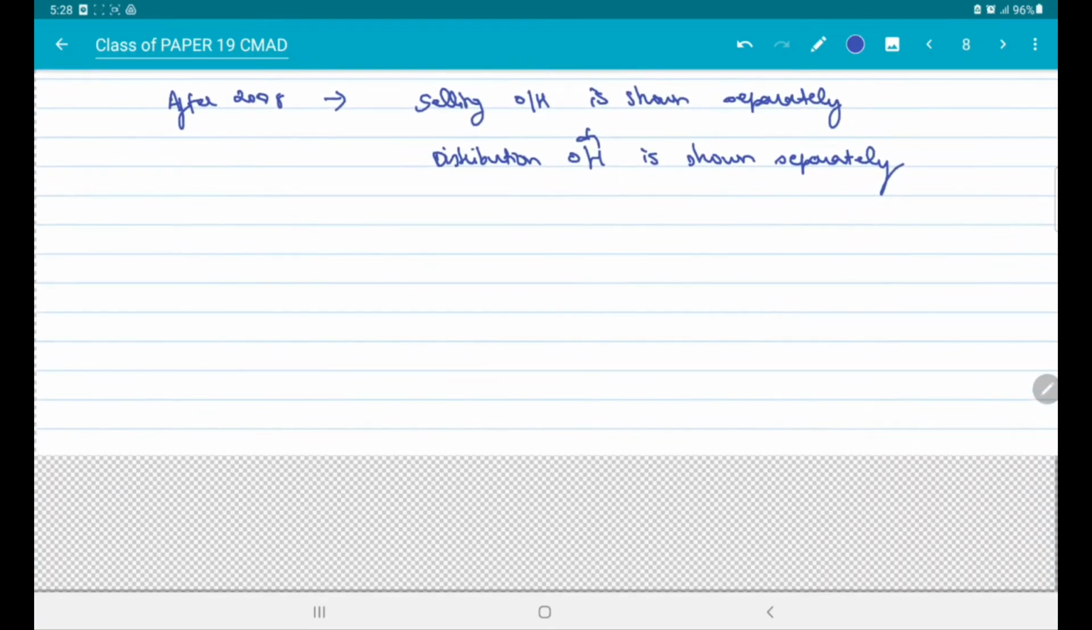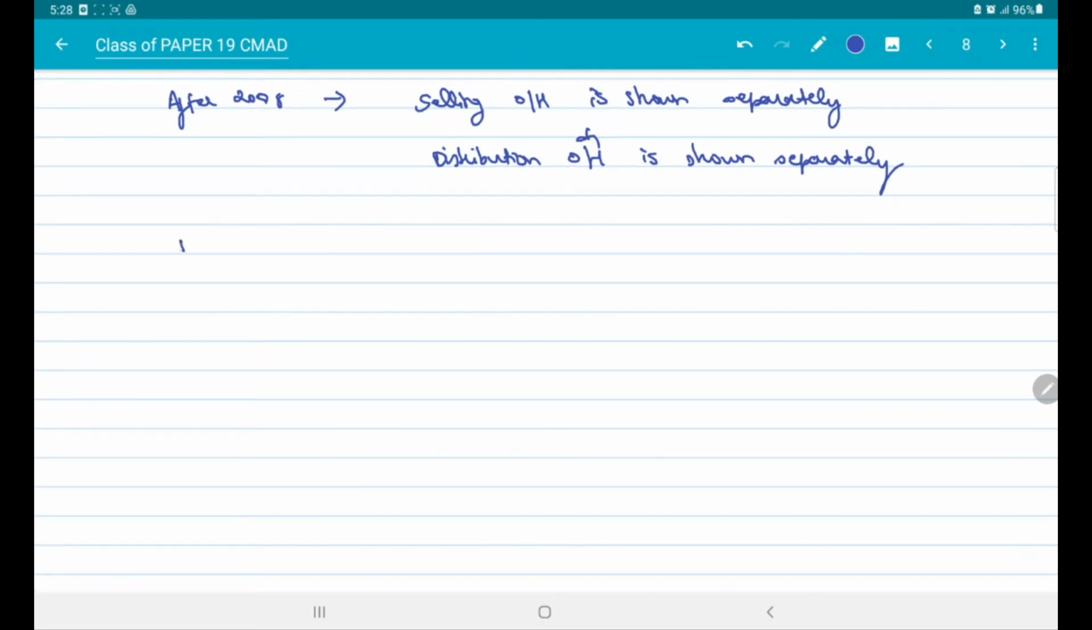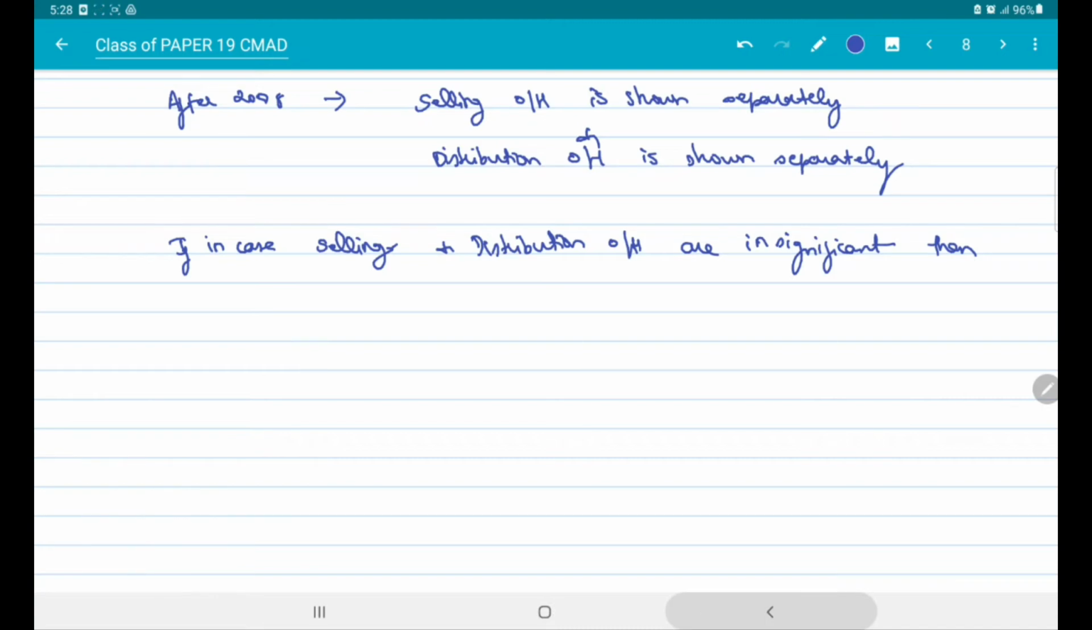Okay, so if in case selling and distribution overheads are insignificant, then the selling overheads and distribution overheads may be combined.